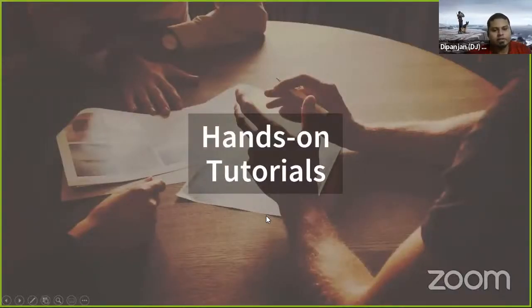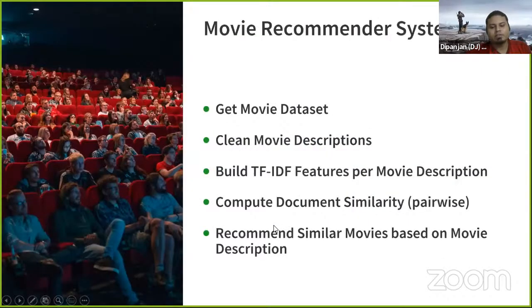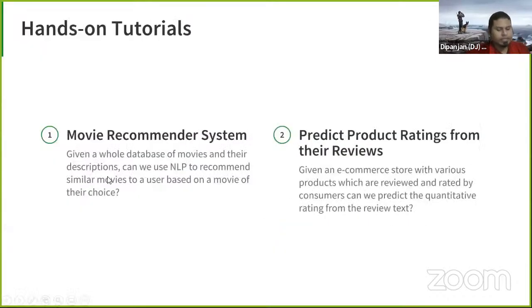Let's look at the hands-on examples. This will give you a lot more perspective. We will look at two use cases here. Hopefully we have enough time to cover both of them. One is a movie recommender system where we have movie names and the description of the movie. The idea is, based on a new input movie, can I use the description to recommend similar movies? And the other one is a classification problem where I try to predict whether a product is a good product or not, given the review text.